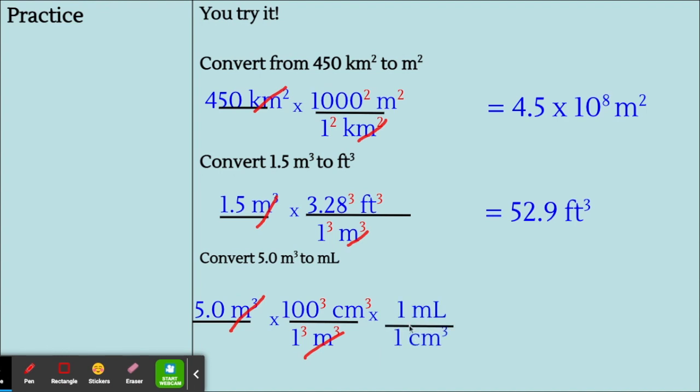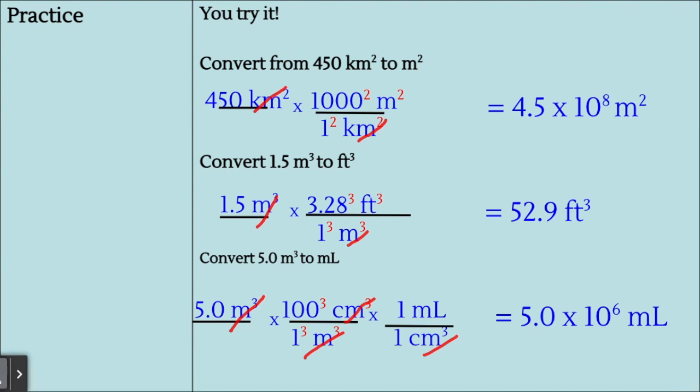From there, I use my ratio of 1 cubic centimeter is equivalent to 1 milliliter. I notice in this ratio that the 1 is not cubed and the 1 milliliter is not cubed. That's because this ratio has that already factored into it. Therefore, cubic centimeters cancel out with cubic centimeters. I multiply everything through, and I'm just left with 5.0 times 10 to the 6 milliliters.